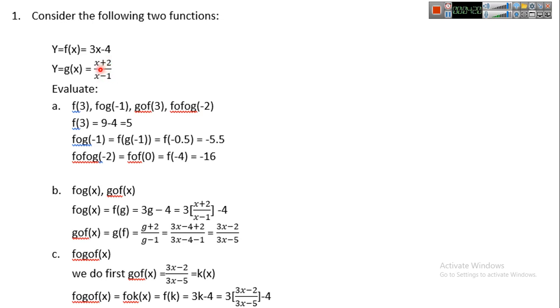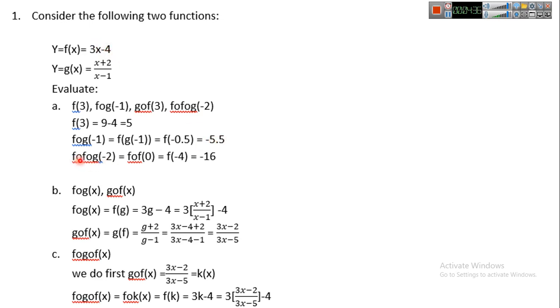Okay, so 1 over minus 2 is minus 0.5. So g of minus 1 is minus 0.5. So I have now f of minus 0.5. So I replace x by minus 0.5 and I get minus 5.5.